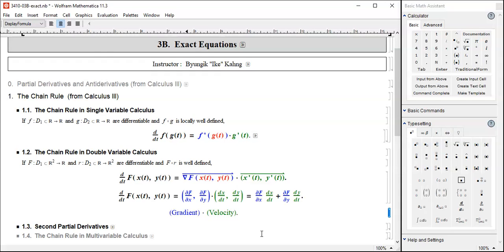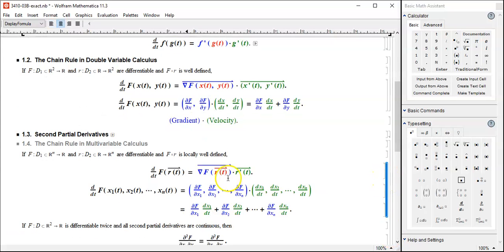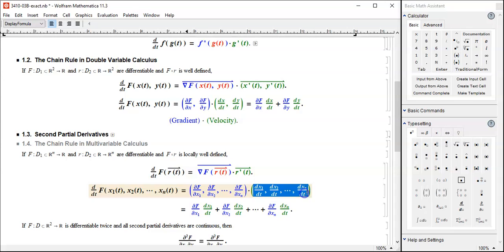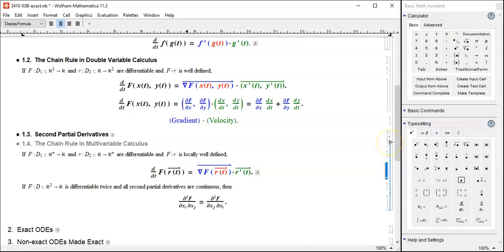Now, what if we have more than two variables? Actually, it's the same. We have the gradient vector, which is a little bit more complicated this time. We have an n-tuple of partial derivatives because we have n components. And then we have an n-tuple of total derivatives here because we have n components again. And then take the dot product, so multiply each component together and add them all up. And that's the chain rule. Again, we have gradient vector times velocity vector. That's about it.